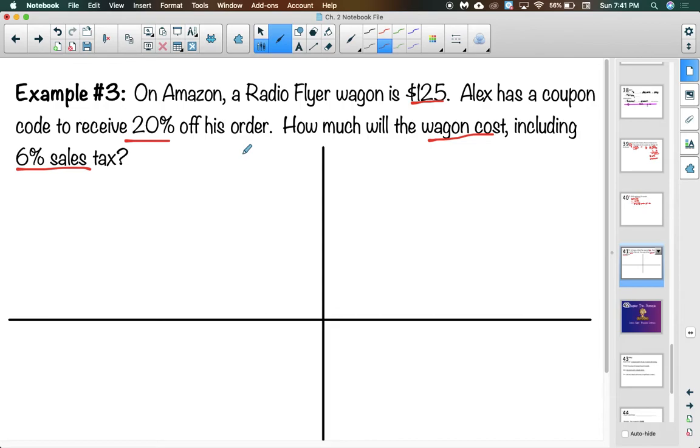So basically what we're doing here is we're finding a total price, but we're discounting first, and then we're doing tax. So this is actually a 4-step problem. First box here, we're going to solve for the discount.